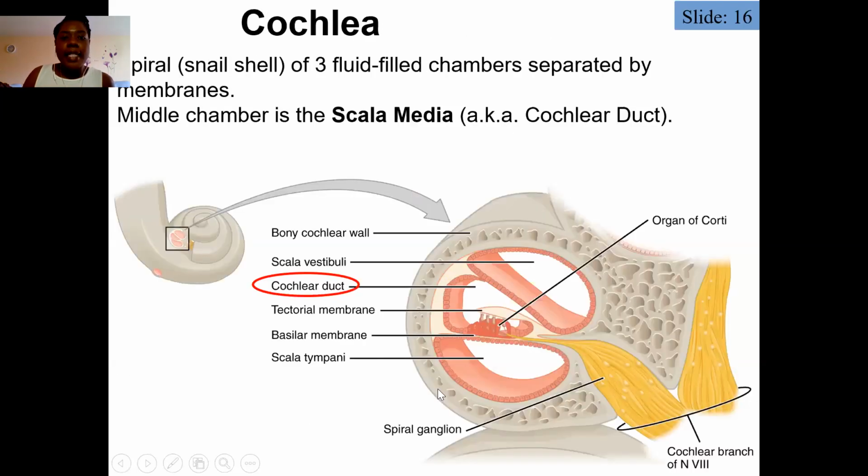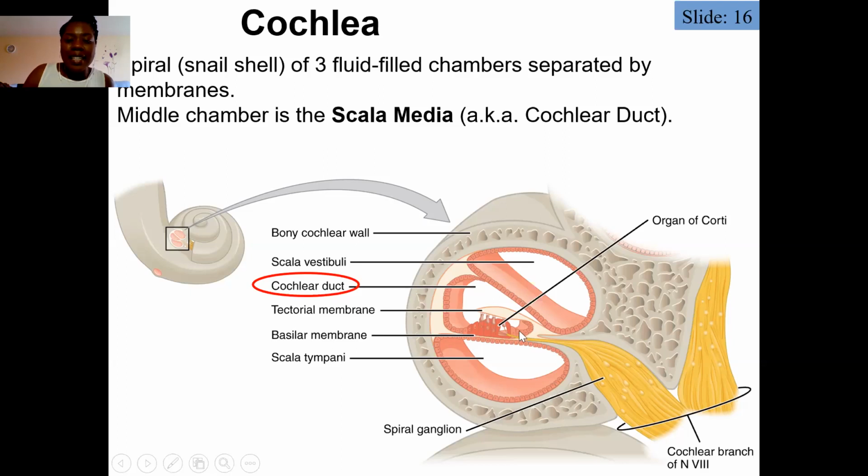So let's take a deeper look inside of the cochlea. The cochlea is this kind of snail shell looking structure, right? The spiral looking structure. Inside the cochlea, we have three fluid-filled chambers. We've got the scala vestibuli on top. We've got the scala media, which is the important chamber here. And then we've got the scala tympani, which is on the bottom.